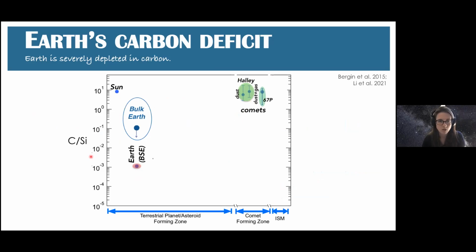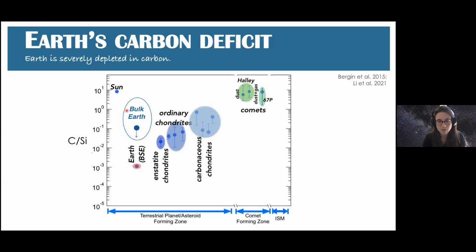So there is some uncertainty for the total value of Earth because we don't know exactly what's happening in the core. But even with a very generous upper limit, it's still 2 orders of magnitude below solar. And we see very similar values in different types of meteorites, and this is a lower limit for Venus. So what this plot is showing is that these inner solar system bodies have at least 2 orders of magnitude depletion in their carbon content with respect to the sun. And outer solar system bodies, so for example comets, that we expect formed in the outer region of the disk, they have solar values.